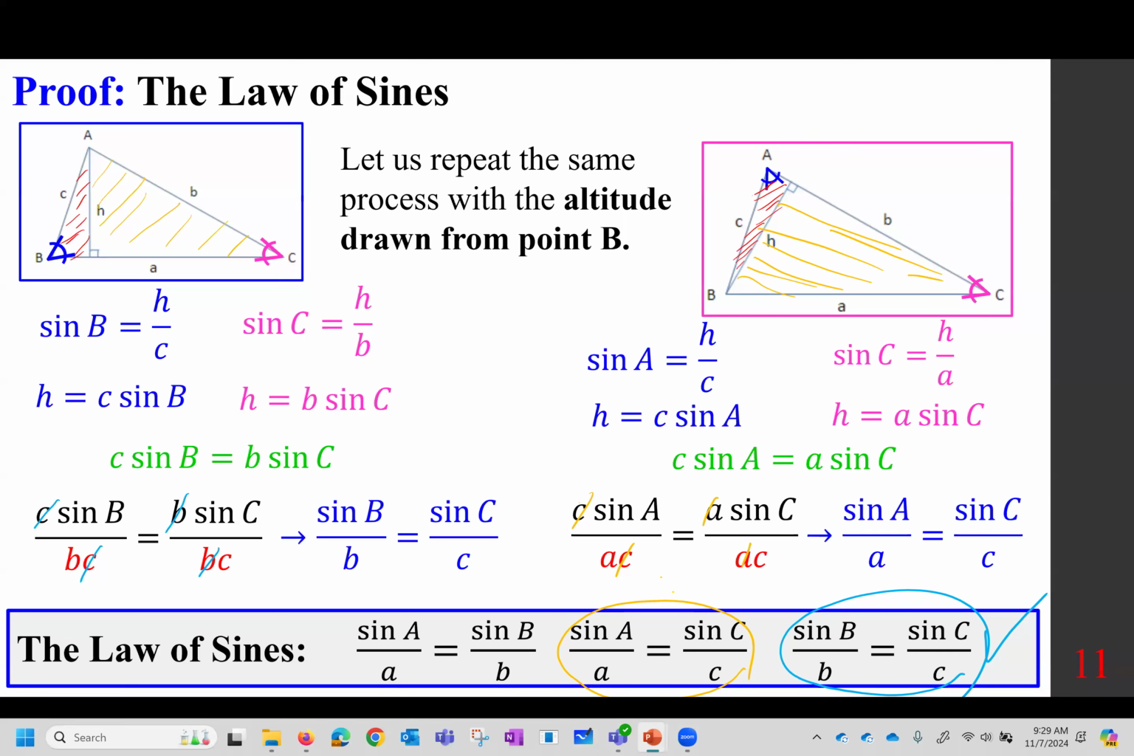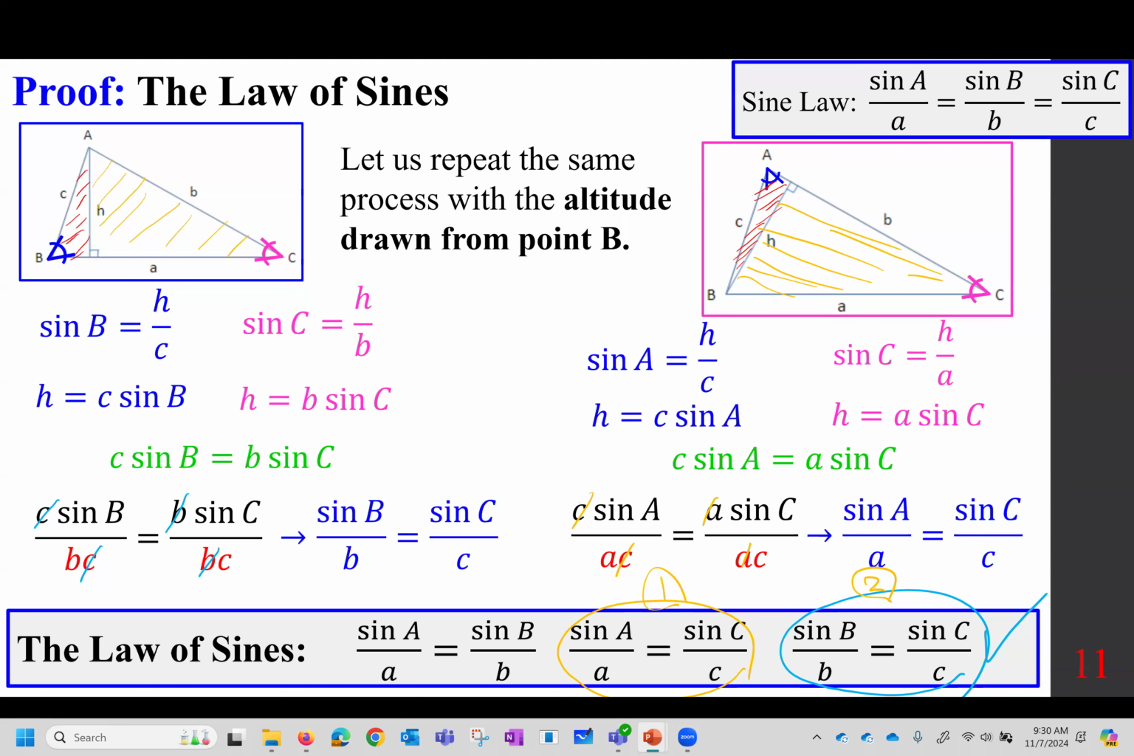I hope you see that if you put number 1 and number 2 together, because they both have a common equality of sin C over c, we end up with the sine law, which indicates sin A over a equals sin B over b equals sin C over c. Normally we write it in this format. If you write the reciprocals, that works too, but this is normally used.